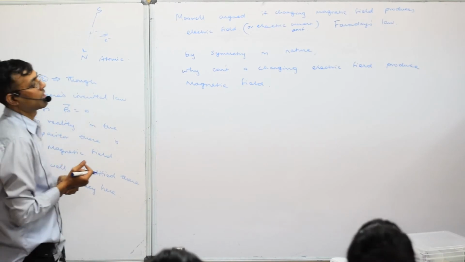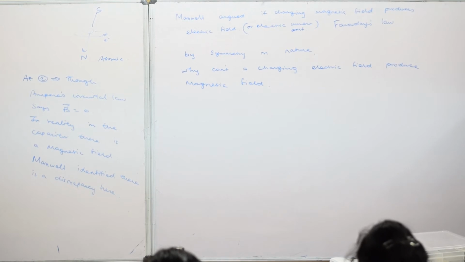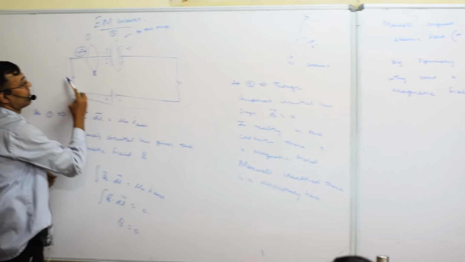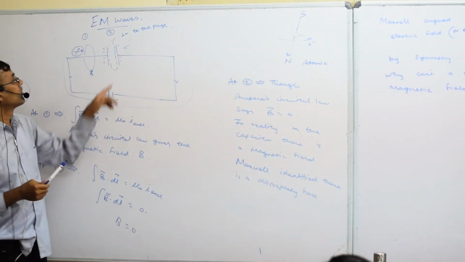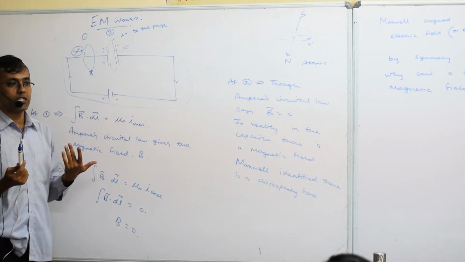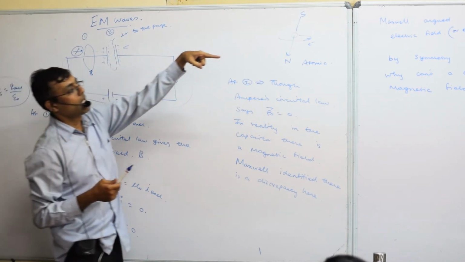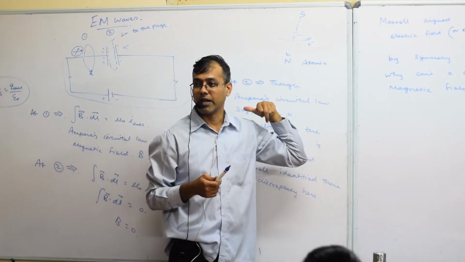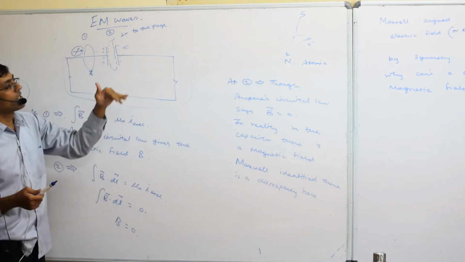So why can't a changing electric field produce a magnetic field? So now tell me. When I connect this, when the process is increasing slowly here, what is changing? What is this plus and minus? Electric field, which means the electric field is changing. So that's what he argued. He said that if a changing magnetic field produces an electric field, why can't a changing electric field produce a magnetic field?